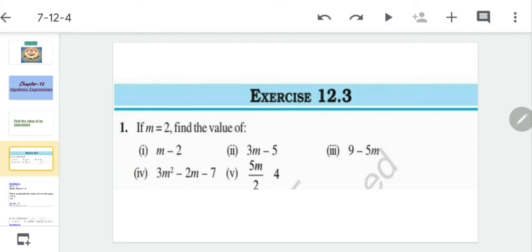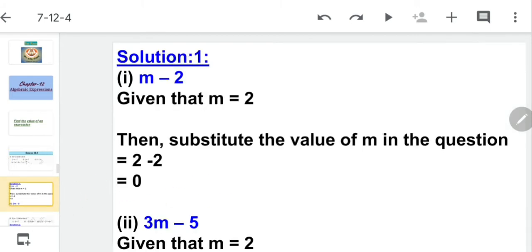So this is the first question of exercise 12.3, in which we have to find the value of given expressions if m equals 2. That means for all these parts we have given that the value of m, that is the variable of all these parts, is 2. That means we have to place 2 in place of m to find the value of the following expressions. So let's see how we have to do it.